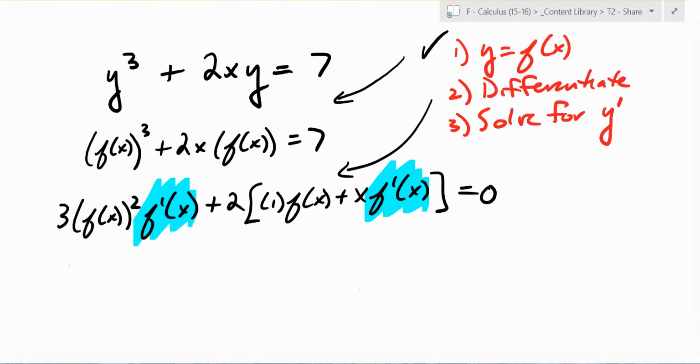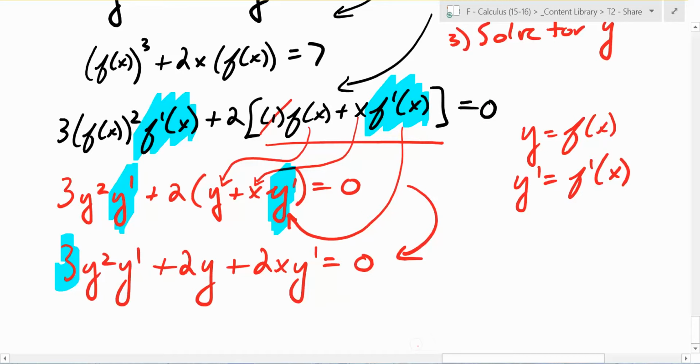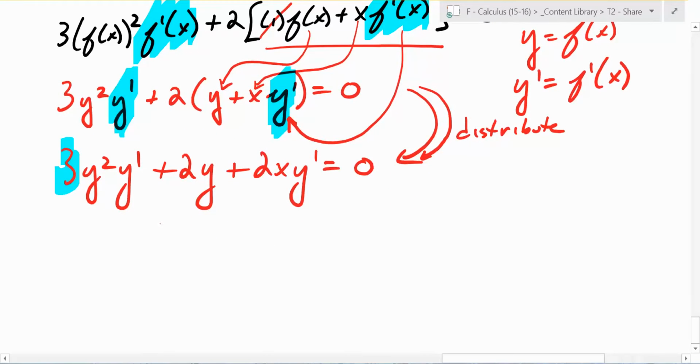Substitute in and make it 3y squared y prime plus 2 times y plus x y prime equals 0. Is that a little easier to write? What did I do to get from that 4th line to the 5th line? What did I do to get from here to here, everybody? What's that called? Algebra. Distribute. Remember that word, everybody? Maybe? Vaguely.